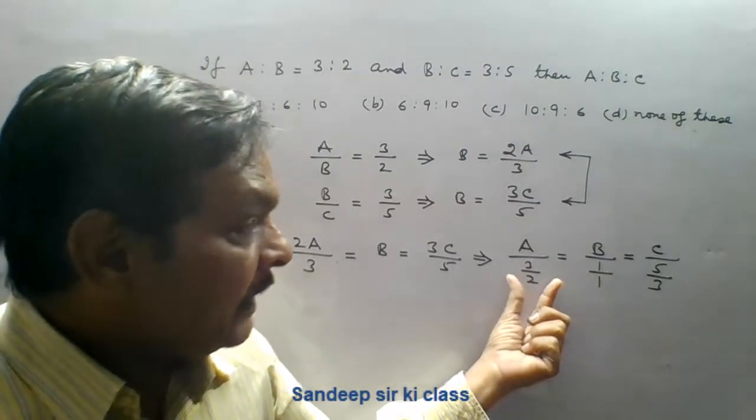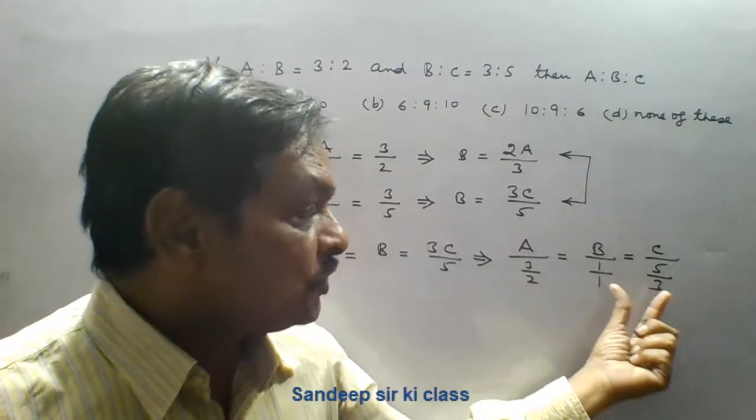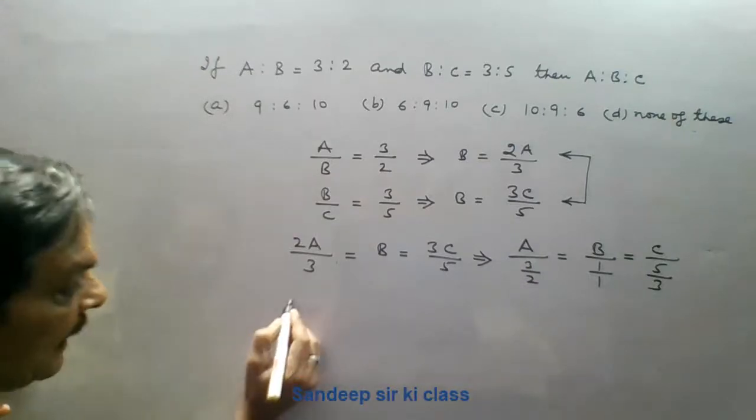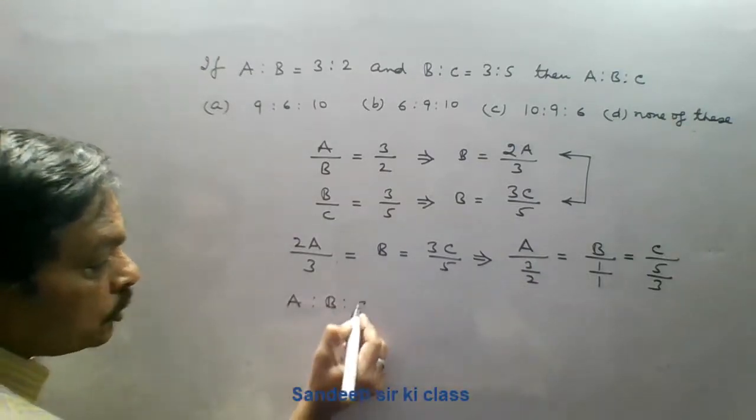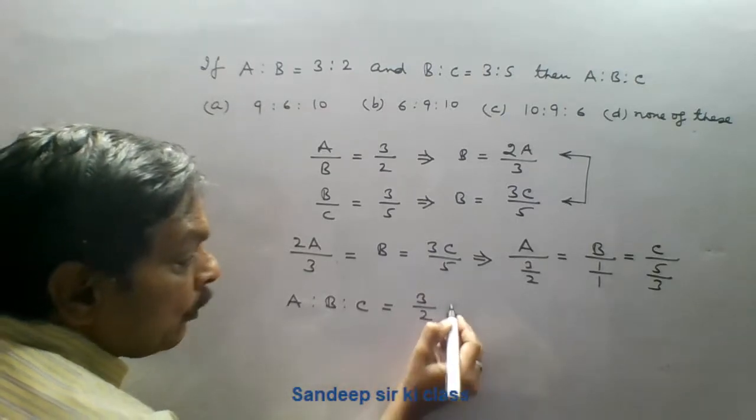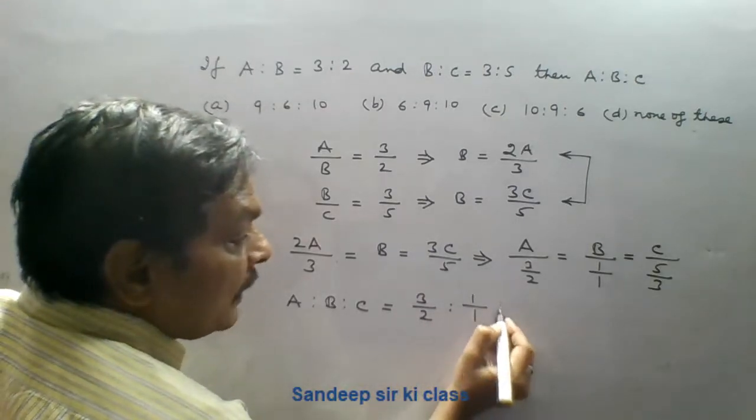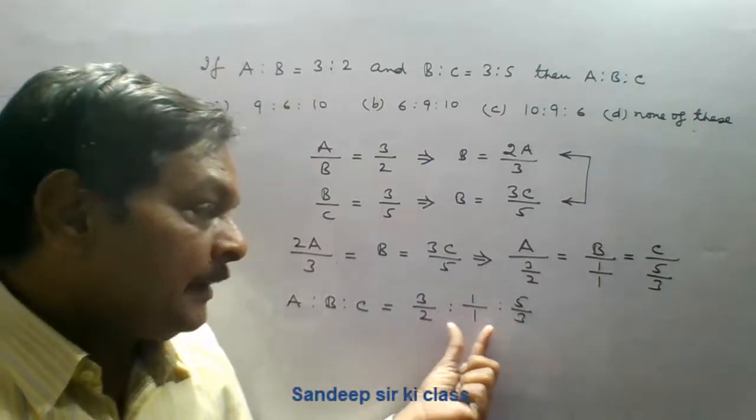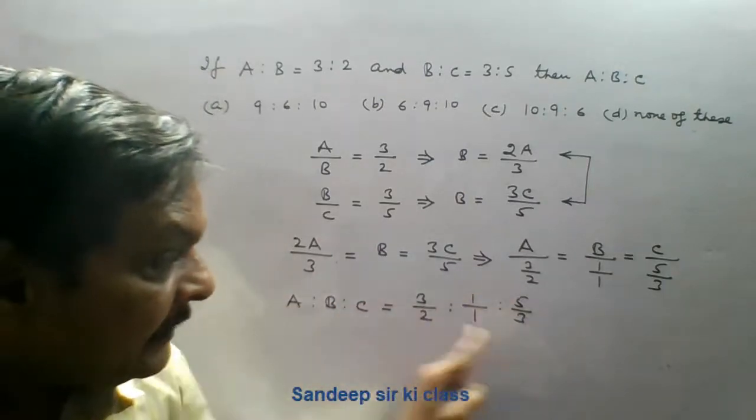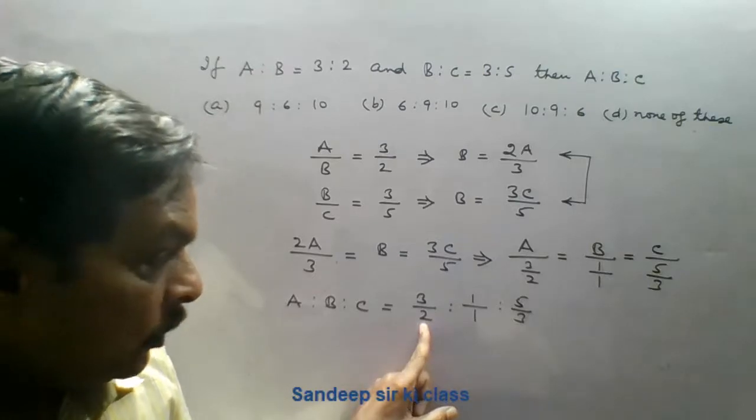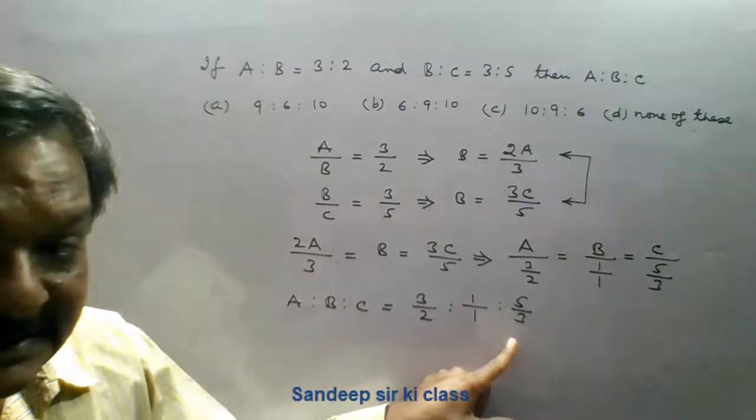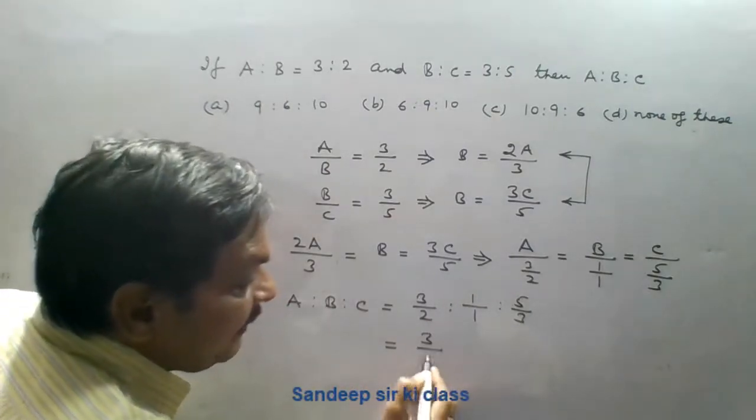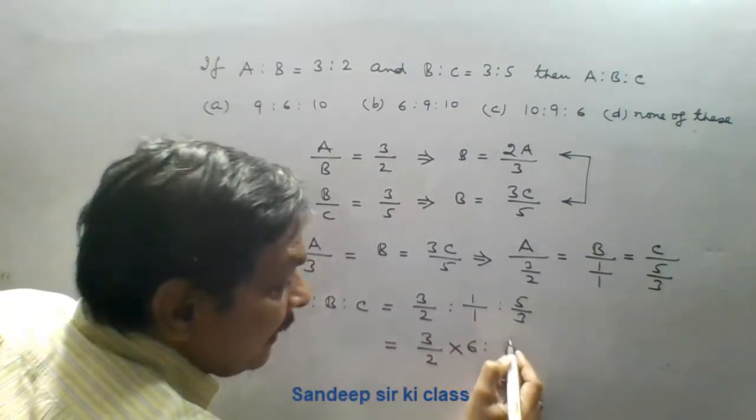Now we know that if the ratio A equal to B equal to C in this fashion is given, then the ratio A is to B is to C is whatever is written below A, B and C. So A : B : C is equal to 3 upon 2 : 1 upon 1 : 5 upon 3. This will be the ratio of A : B : C. Now, to simplify this, we take the LCM. The LCM of each fraction is 6. So, we multiply each fraction by 6.